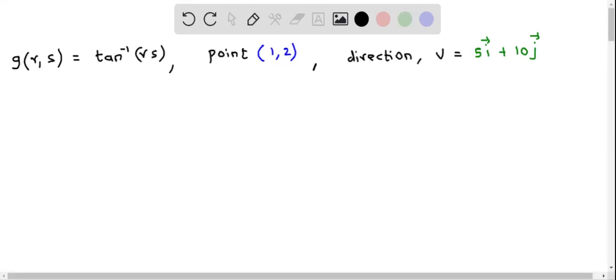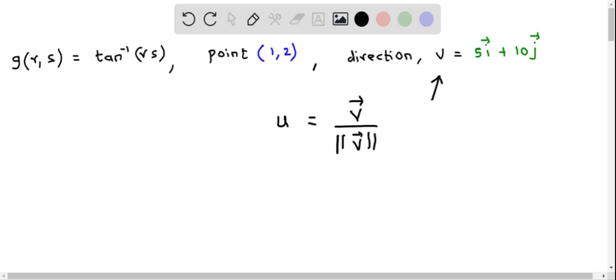To find the directional derivative of the function g of r comma s, which is given as the tan inverse of rs at the point 1 comma 2, we should first define the unit vector for this direction vector. That is, let me write this unit vector as u vector, and this equals v vector divided by its magnitude. So let's find this unit vector.